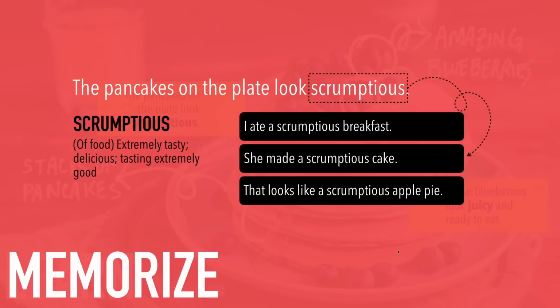Now what we're going to do is move on to the letter M, memorize. So again, the sentence is, the pancakes on the plate look scrumptious. The word scrumptious means, when you're speaking about food, extremely tasty, delicious, or tasting extremely good. Growing up, I can remember my mother cooking all the time. One of my favorite things that she made when I was very young was banana nut bread. It was so delicious. It was so tasty. It was scrumptious. You got it? Okay, so again, delicious or extremely tasty.